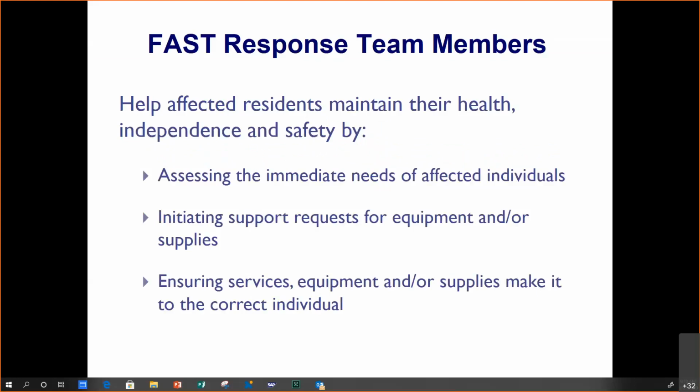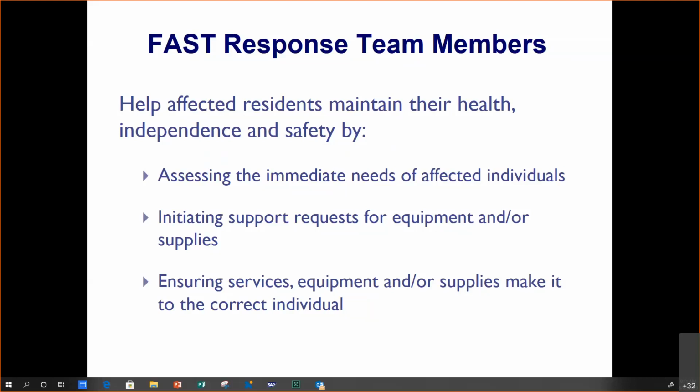So the FAST response team members, they'll be responding to different kinds of shelters, but in effect, they're the liaison between the affected individuals and the shelter staff, as well as with the state emergency or the EOC. Sorry, I tend to use acronyms a lot, so I'm trying not to do that today. Their main goal is to help the residents maintain their health, independence, and safety during a disaster or during their time in the shelter. They'll assess the immediate needs.